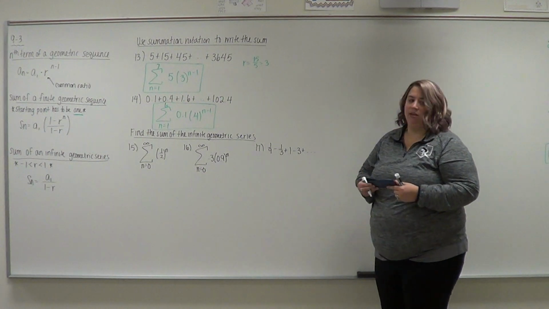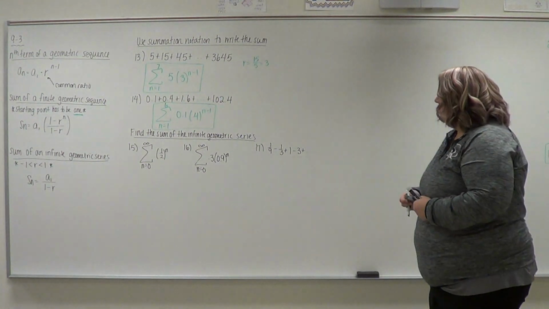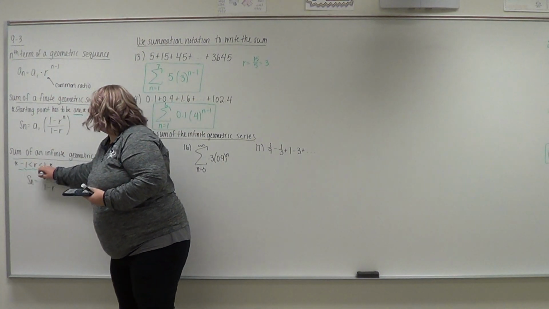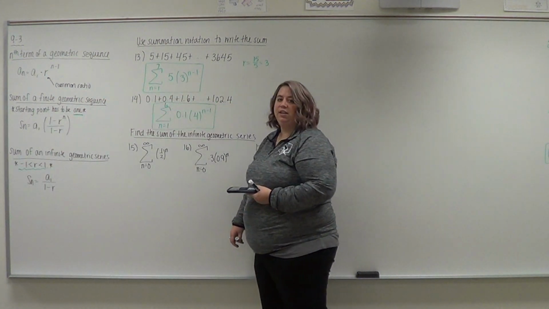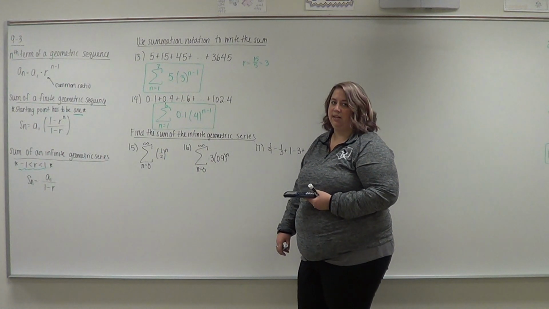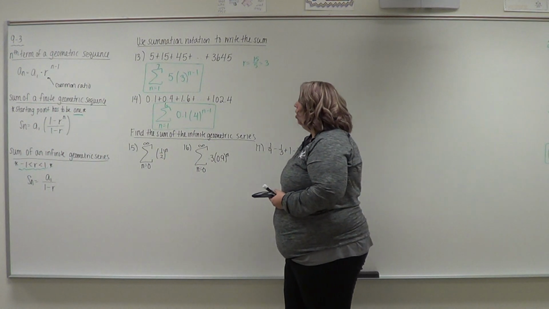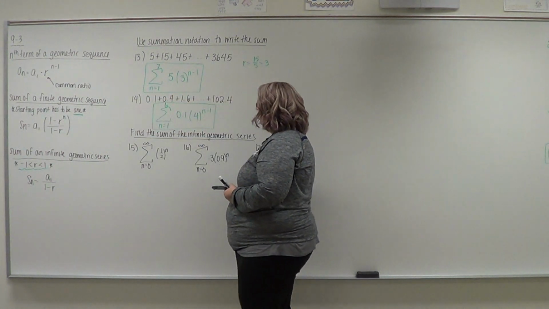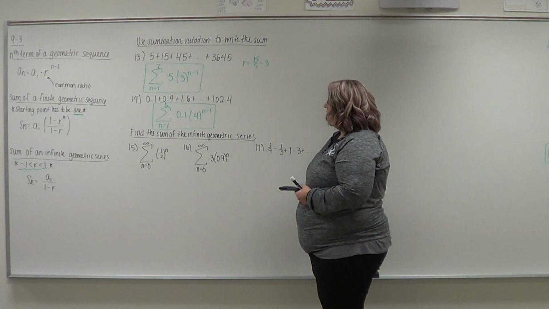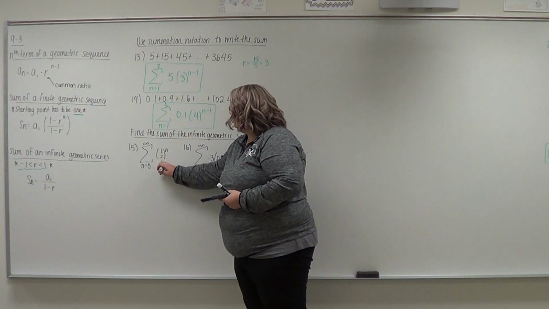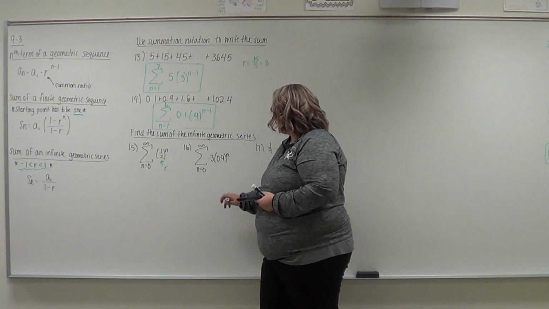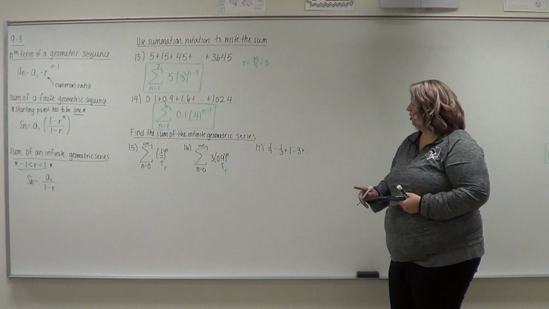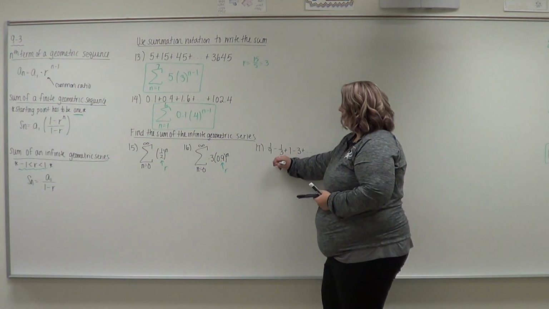Last part, infinite. Here's the important thing: R, your common ratio, has to be between -1 and 1. If it is not, then the infinite sum does not exist. All your formula is is taking the first term divided by 1 minus R. When you're looking at the summations, R is the number that's to the exponent. So this is R, and this is R. This one's not written as a summation, so we'll do that one last.